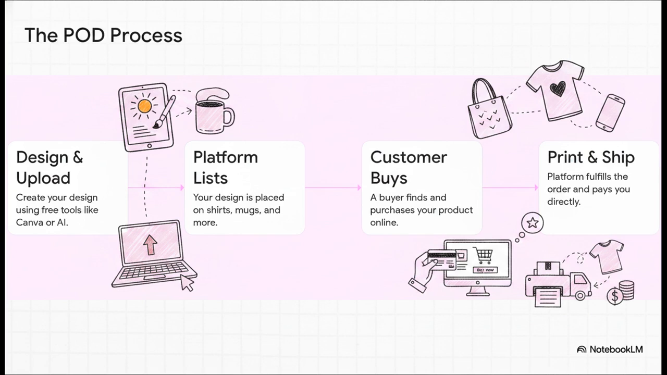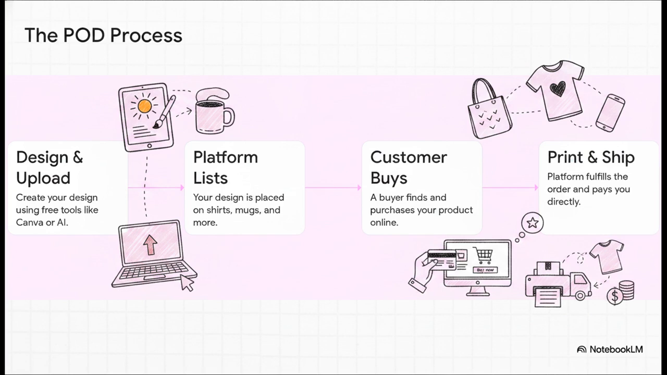Step 2, the platform lists your design on products. We're talking t-shirts, hoodies, mugs, phone cases, the whole shebang. Step 3, a customer finds it and buys it. And here is where the magic happens. In step 4, the platform prints that product on the spot, ships it directly to the buyer, and you simply collect the difference between the retail price and the production cost. You never even touch the product.